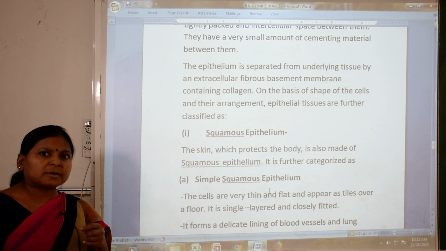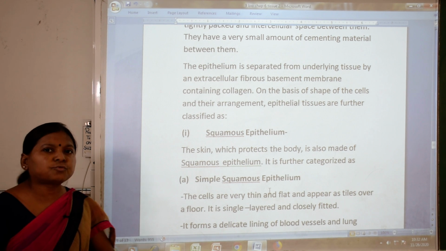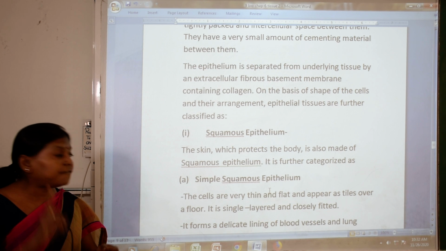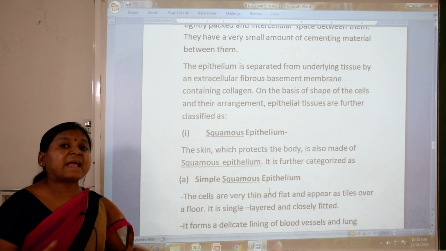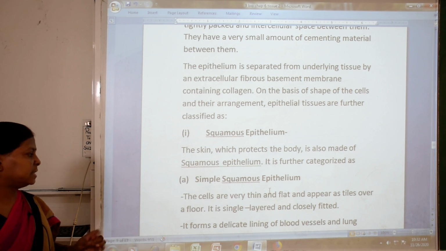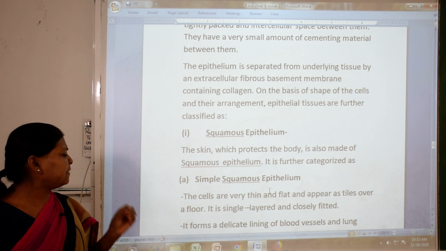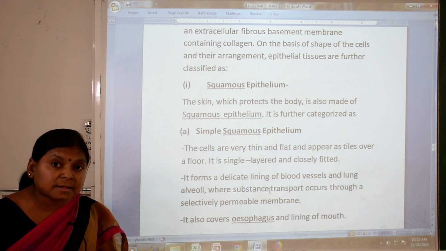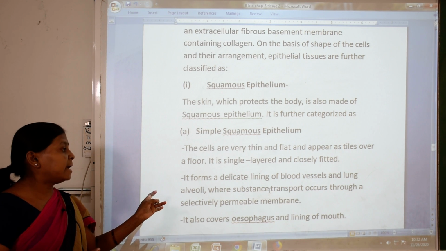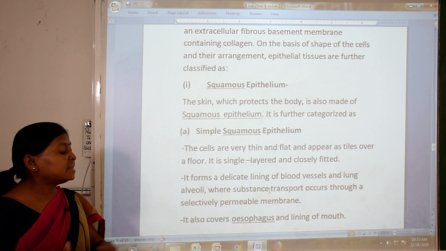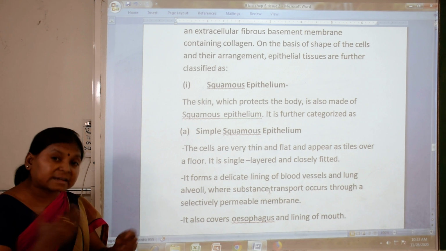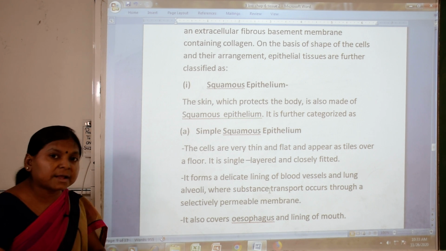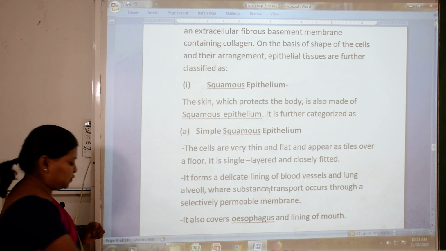It is further categorized. The first one is simple squamous epithelial tissue. The cells are very thin and flat, and appear like tiles over a floor. It is a single layer and closely fitted. It forms delicate linings of blood vessels and lung alveoli, where substances are transported through a selectively permeable membrane. It also covers the esophagus and the lining of the mouth.